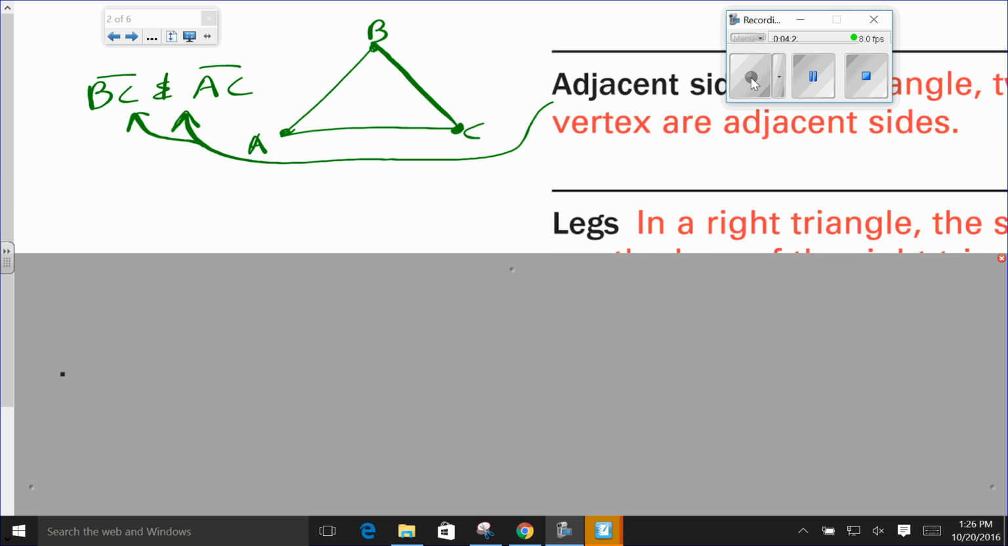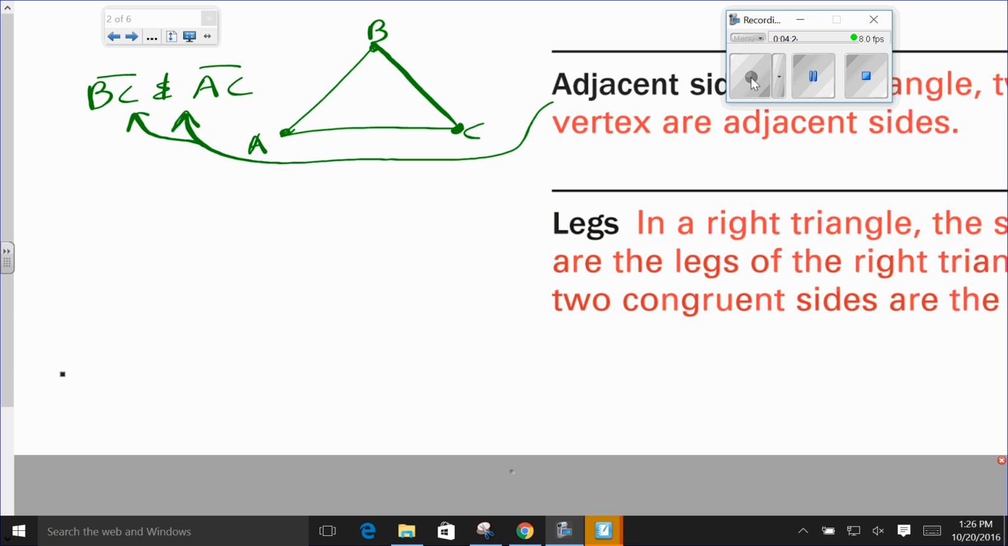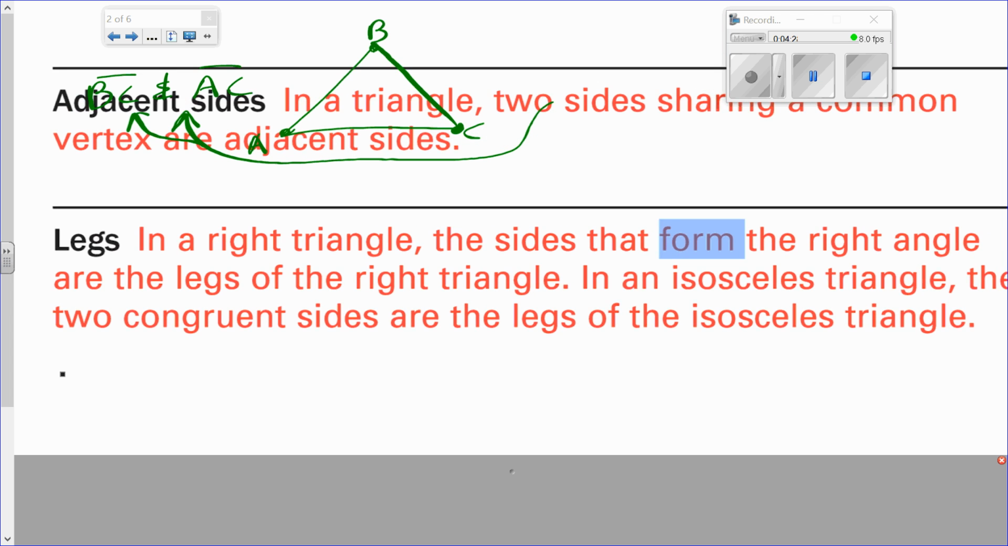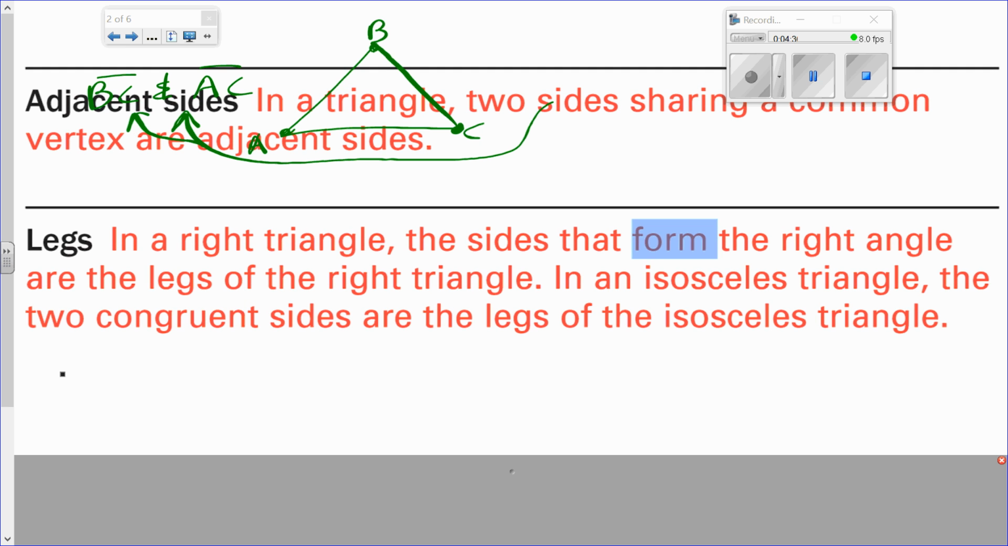All right, next word. Here we go. Next word is legs. This was the longest one. Go write the word legs. In a right triangle, the sides that form the right angle are the legs of the right triangle. In an isosceles triangle, the 2 congruent sides are the legs of the isosceles triangle. Let me copy that down.